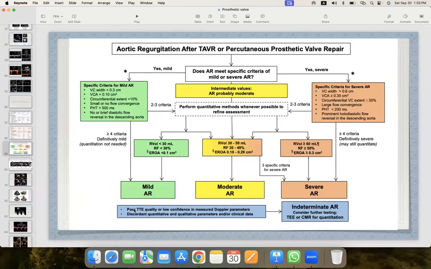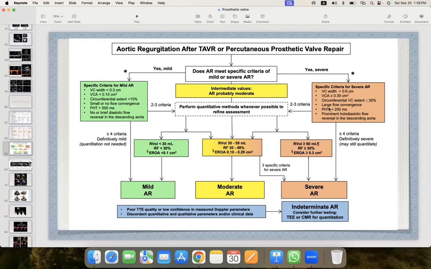But the way that we usually evaluate aortic regurgitation in the patient post-TAVI is to use this table or this diagram. So for example, we look for any criteria for severe aortic regurgitation. If the vena contracta is more than 0.6, or the vena contracta area, which you can calculate by 2D or by 3D, is more than 0.3; for the patient who has a paravalvular leak, if the paravalvular leak covers more than 30% of the circumference of the valve itself; or if there is a large flow convergence, which is the PISA; or the pressure half time is less than 200 milliseconds; or if there is diastolic reversal in the abdominal aorta or the descending thoracic aorta, all of that indicates that the patient has severe aortic regurgitation.